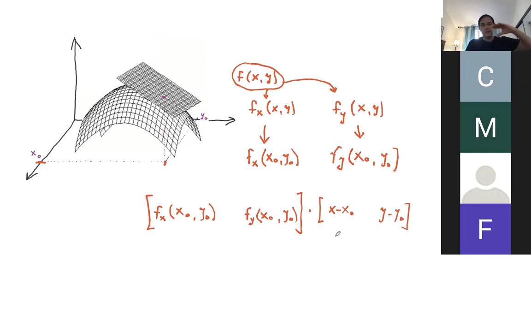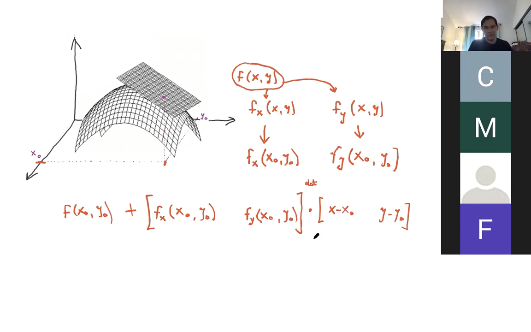Then I have this plane, but all I have to do with this plane now is push it up to the point of interest. And formally, this is the dot product of two vectors. And to this, I'm going to add another term, which is f of x0, comma y0.